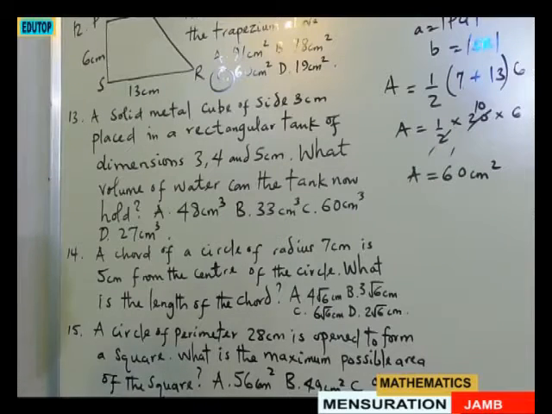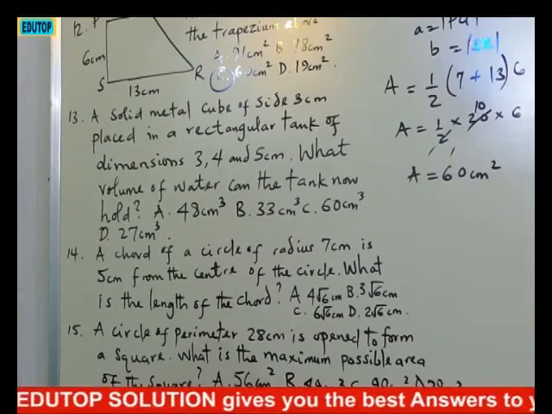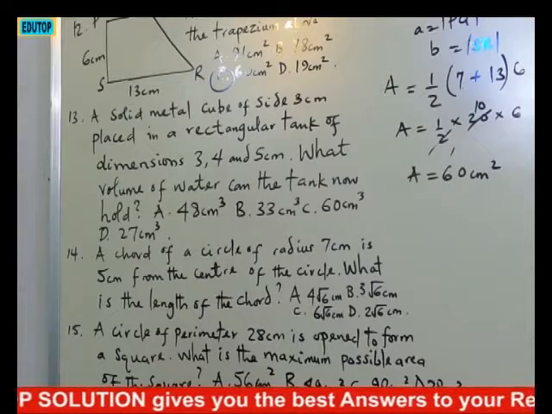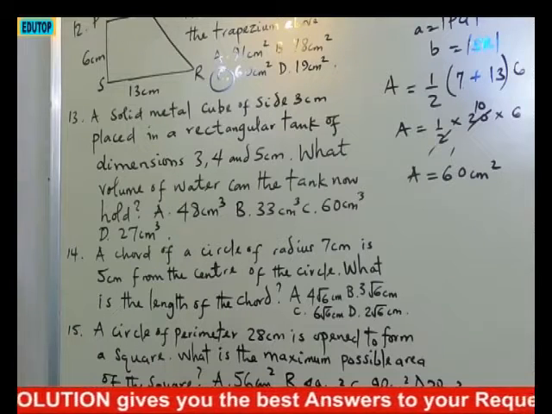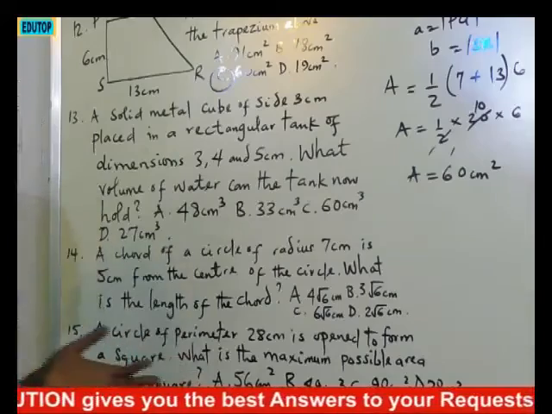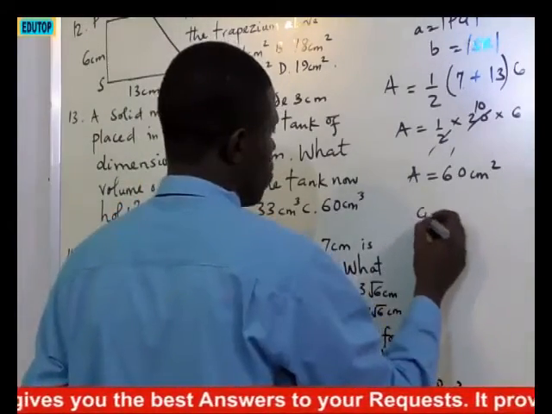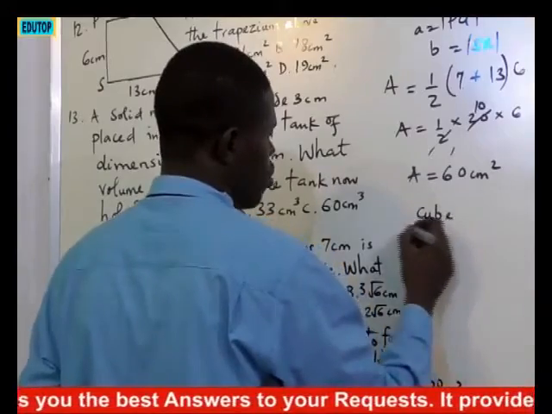placed in a rectangular tank of dimensions 3, 4, and 5 centimeter. What volume of water can the tank now hold? So that's the capacity. So how do we know that? We know that we have a cube. And what is the volume of a cube?